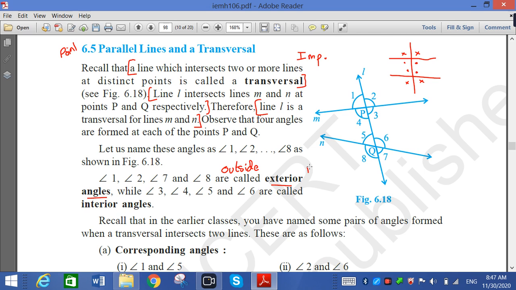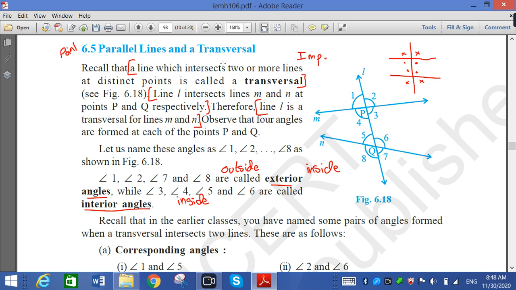Now inside. Inside means the inner ones. So if you see the dots, angle 4, angle 3, angle 5, angle 6. So 3, 4, 5 and 6 are called interior angles because they are inside. If inside, we can say interior angle. If outside, we can say exterior angle.